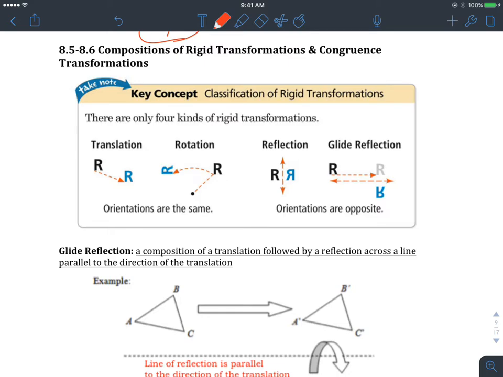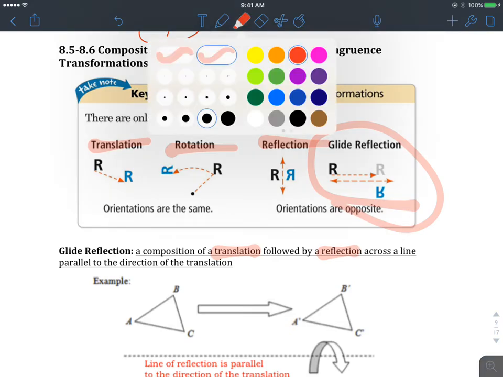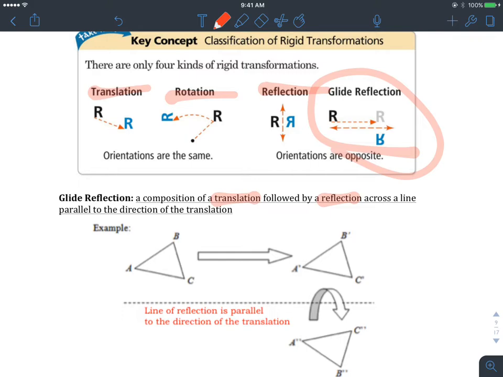All right, this next section covers compositions of rigid transformations and congruence transformations. There are four kinds of rigid transformations. We've talked about them already: translation, rotation, reflection, and then actually this is a composition right here. This is called a glide reflection, which means you do a translation followed by a reflection. Those come out rigid when you do them.